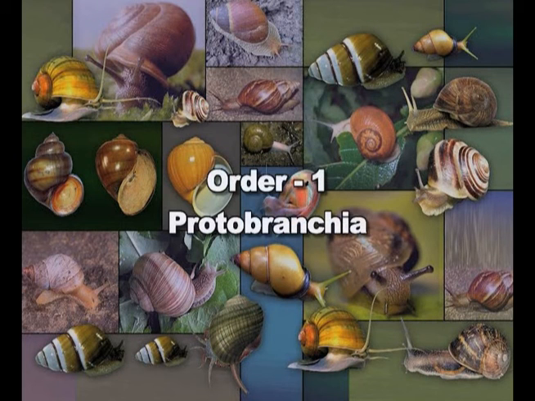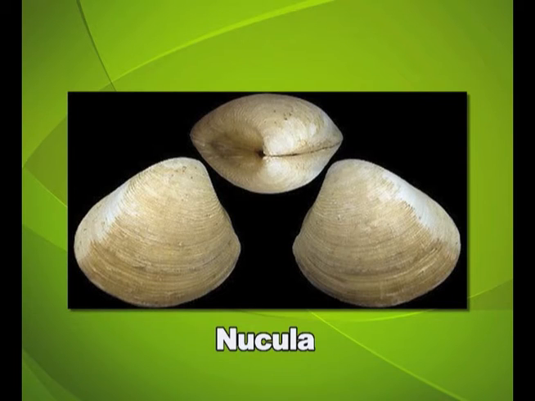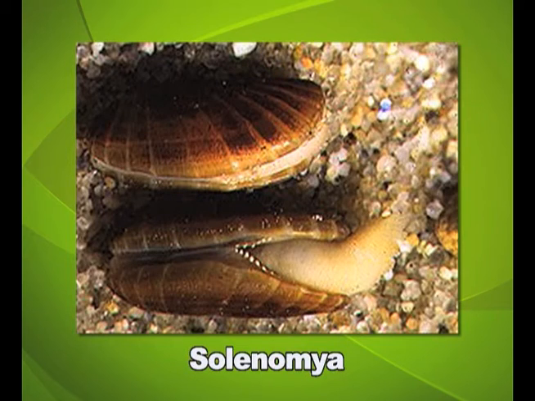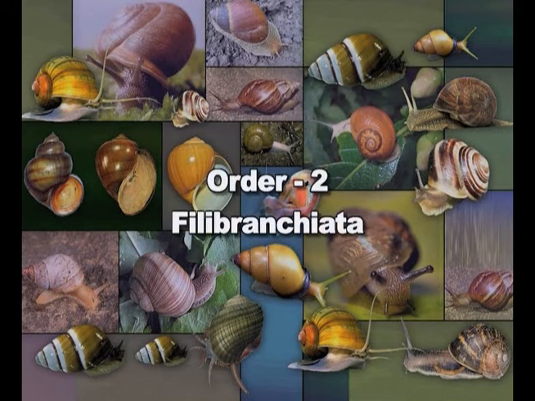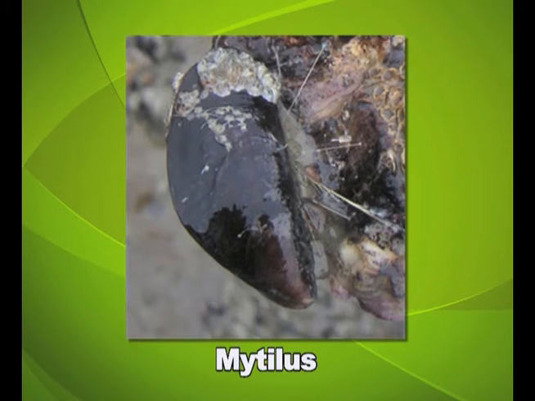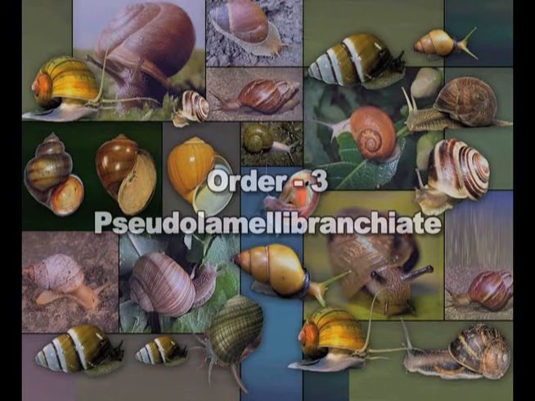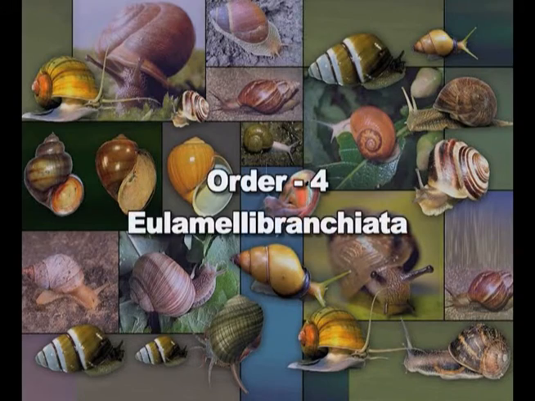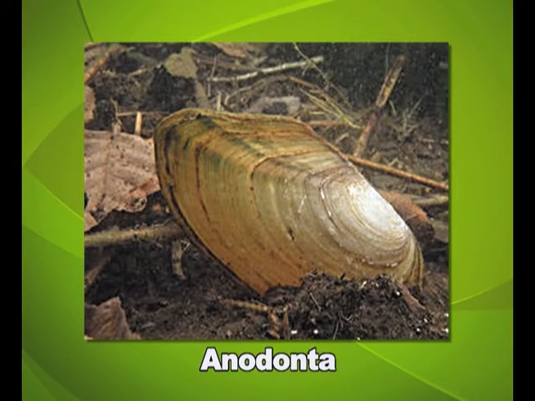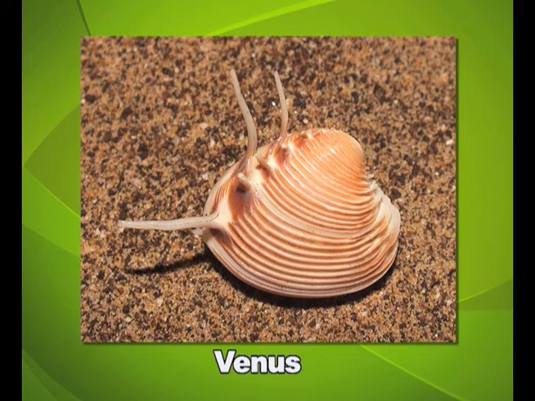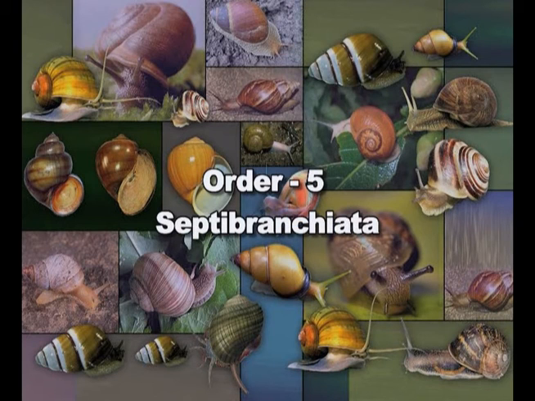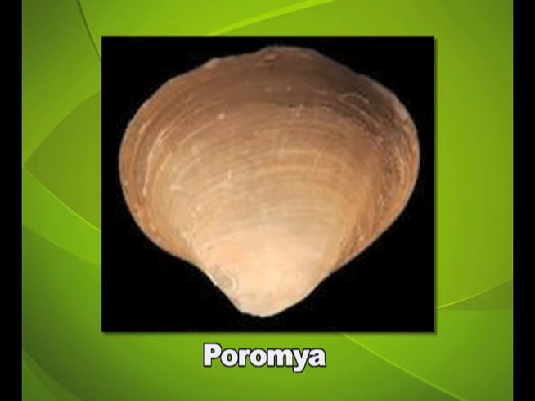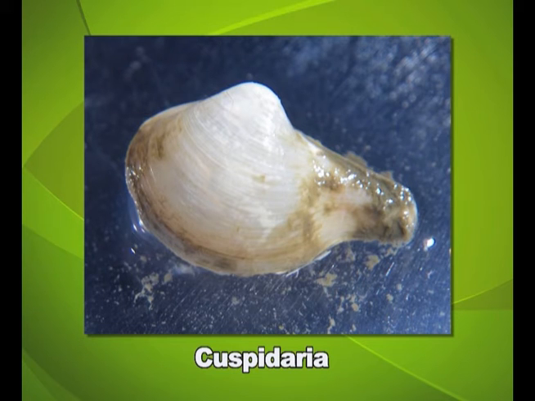Order 1. Protobranchia. Examples: Nucula and Solenomya. Order 2. Filibranchiata. Example: Mytilus. Order 3. Pseudolamellibranchiata. Examples: Pecten and Ostrea. Order 4. Eulamellibranchiata. Examples: Anodonta, Unio and Venus. Order 5. Septibranchiata. Examples: Poromya and Cuspidaria.